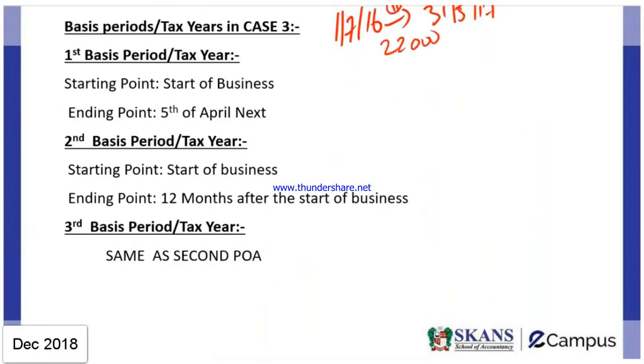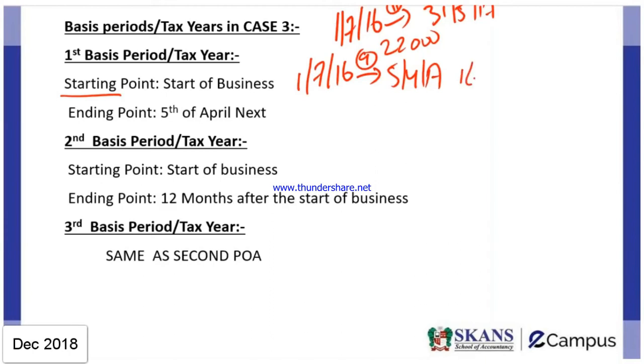Now this is case 3. The starting and ending dates are in different tax years and the length of the period of account is less than 12 months. So how do we apply the basis period and find the basis period? The first basis period in every case, as you see, is the same. Starting point, the start of business, this is July 2016. Ending point, 5th of April next, this is 5th April 17. And there are 9 months.